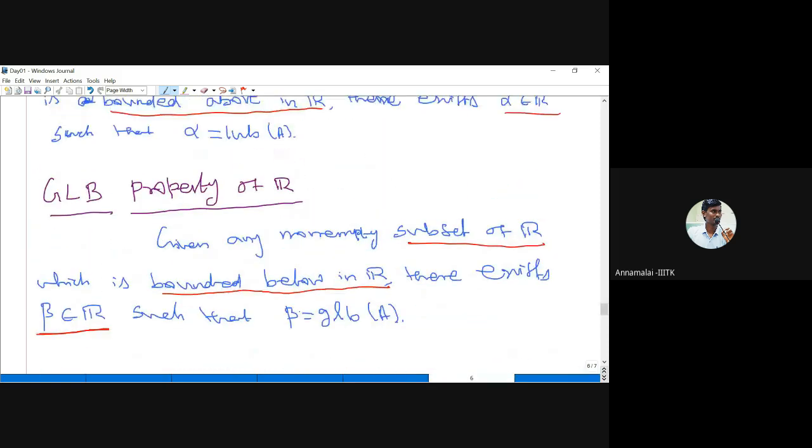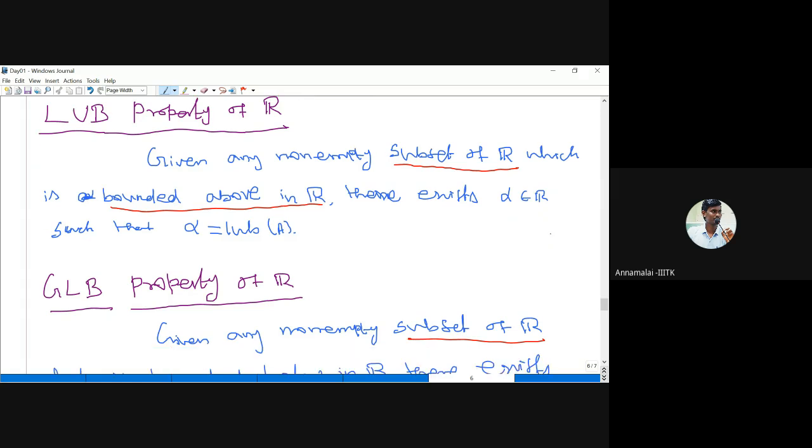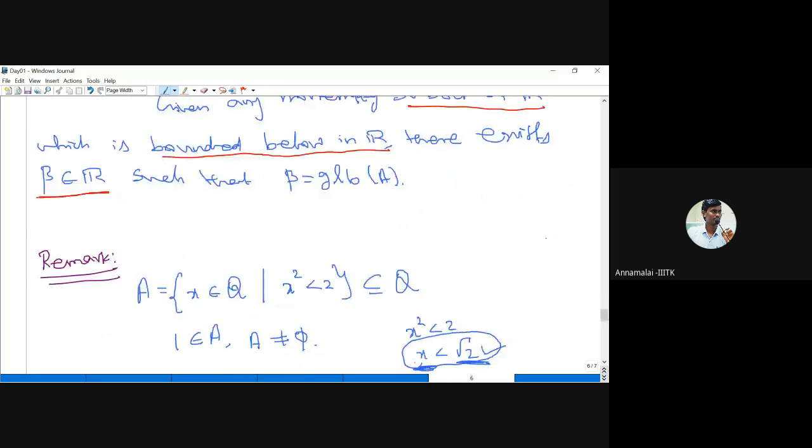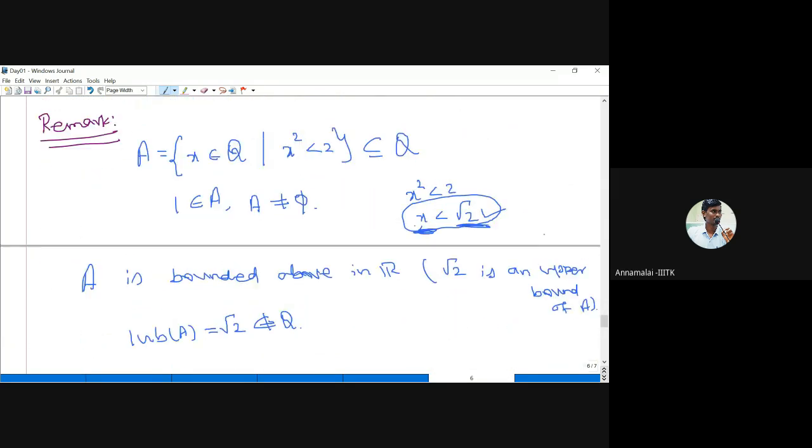The LUB property says that if you take a subset of R, the LUB should come from R. Suppose you say the property holds for Q: if you take any subset of Q, the LUB should come from Q. But the LUB is root 2, and root 2 is not a rational number. Therefore, a subset of Q does not enjoy the LUB property or LUB axiom. So the LUB axiom is true only for subsets of R.